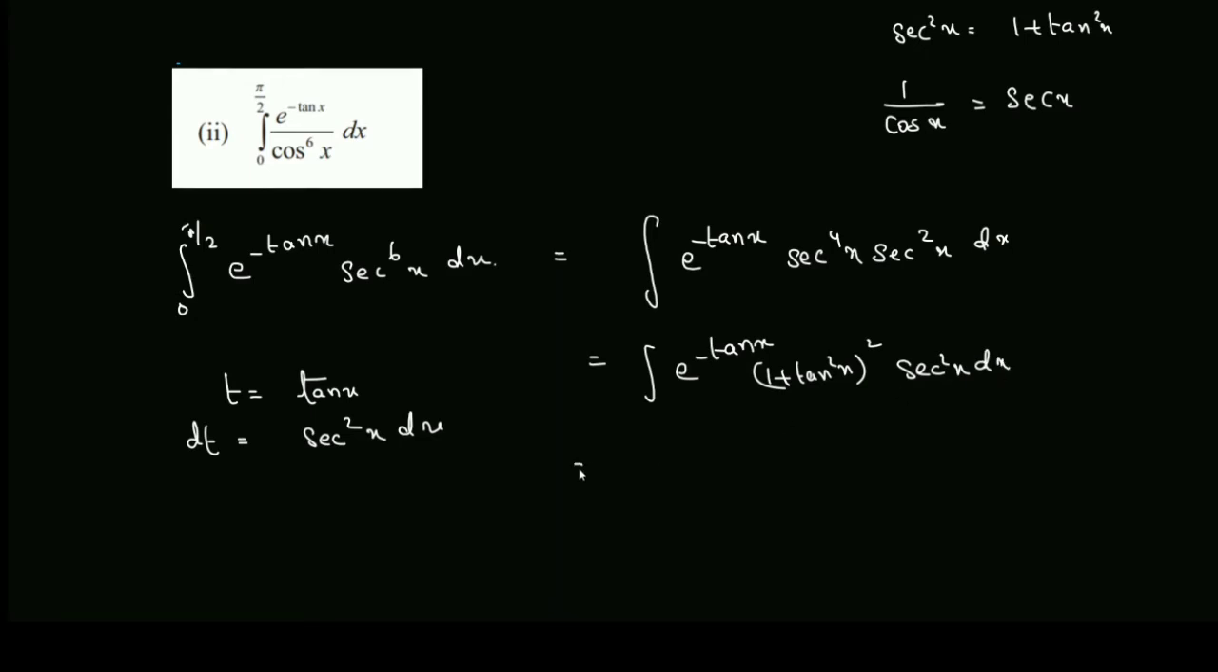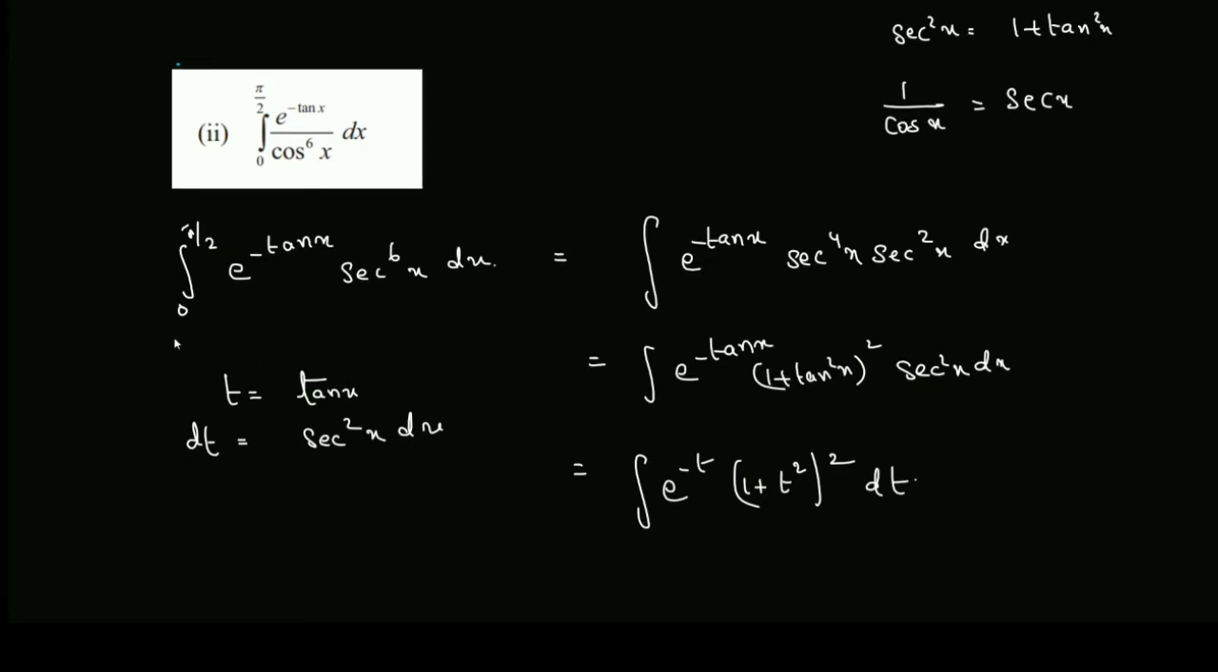Now we are going to replace all these by t. E power minus t, 1 plus t square the whole square, since tan x is t, and secant square x dx is dt. You understood? So we just replaced tan x by t, and 1 plus tan square x is 1 plus t square whole square into dt.